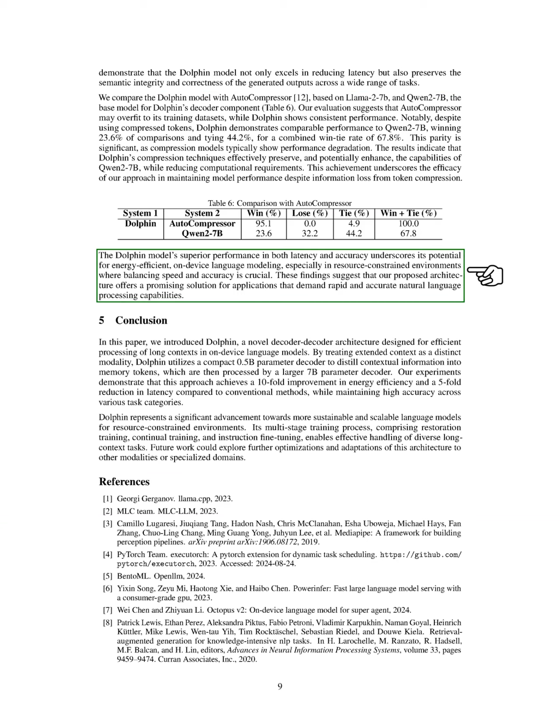Overall, the Dolphin model's superior performance in both latency and accuracy highlights its potential for energy-efficient language modeling, especially in resource-limited settings where speed and accuracy are essential. These findings suggest that our architecture provides a promising solution for applications requiring fast and accurate natural language processing.